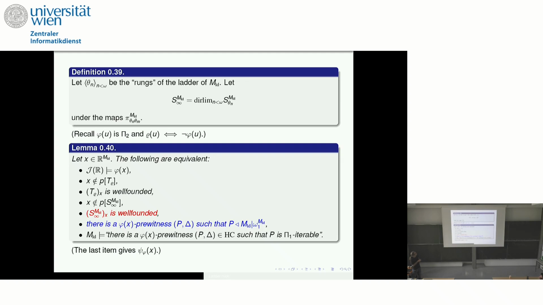S infinity is just the direct limit of the S theta ends. Working in M ladder, we can collapse any of the rungs of M ladder and look at the tree there. They all, one embeds into the next one because you're enlarging the reals as you collapse more and more. So that's this direct limit of trees over M ladder. That's the S infinity M ladder, okay? So this tree is definable over M ladder. Literally, it's not a subset of M ladder, but in the codes, it's definable over M ladder, because these maps that we were using were in there and they're easily definable.